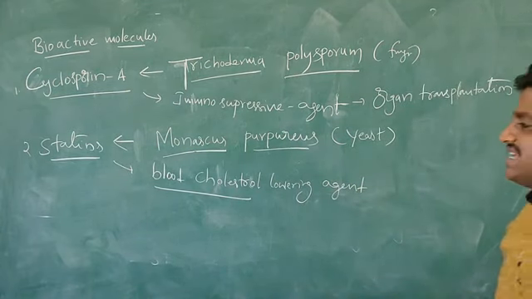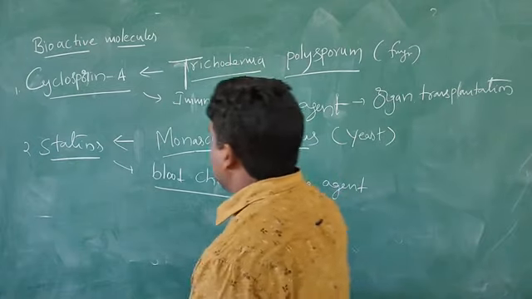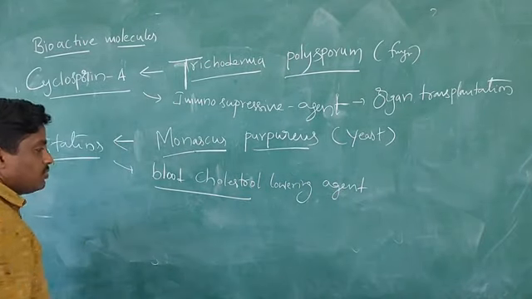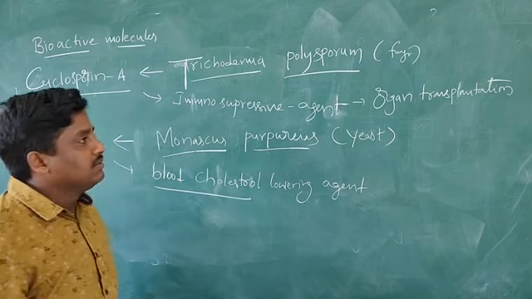And also statin, the second one. This mainly comes from yeast, the yeast named Monascus purpureus. So this yeast is mainly used for which purpose? The blood cholesterol lowering agent. That's it.